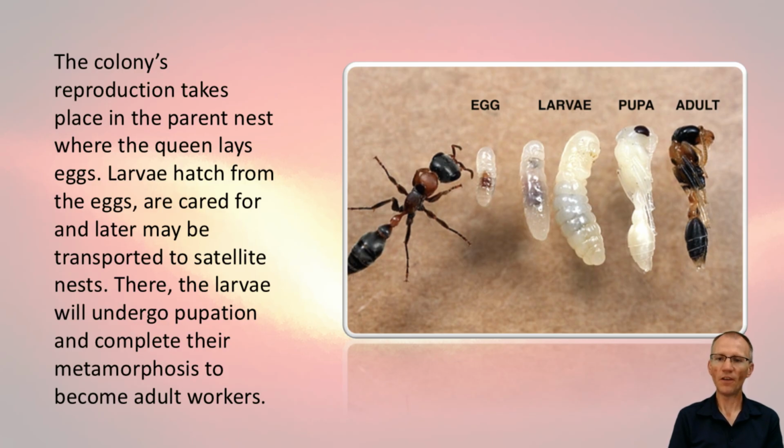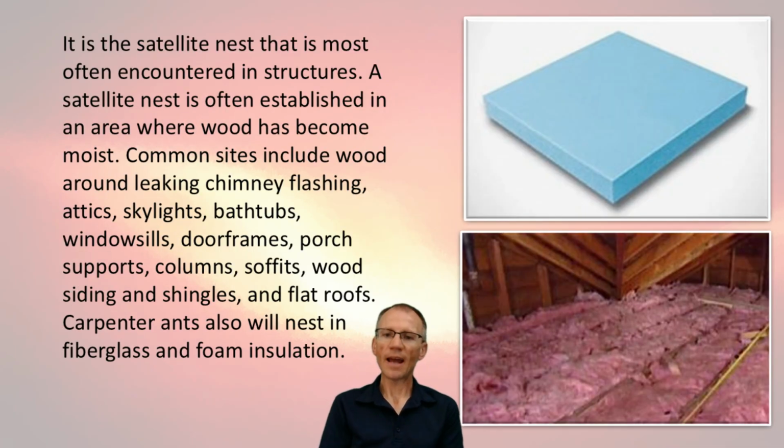And as you can see in the photo, you're seeing all the stages here. You're seeing left to right the egg, the larva, the pupal, and the adult stage. It is the satellite nest that is most often encountered in structures. A satellite nest is often established in an area where wood has become moist. Common sites include wood around leaking chimney flashing, attics, skylights, bathtubs, windowsills, door frames, porch supports, columns, soffits, wood siding and shingles, and flat roofs.